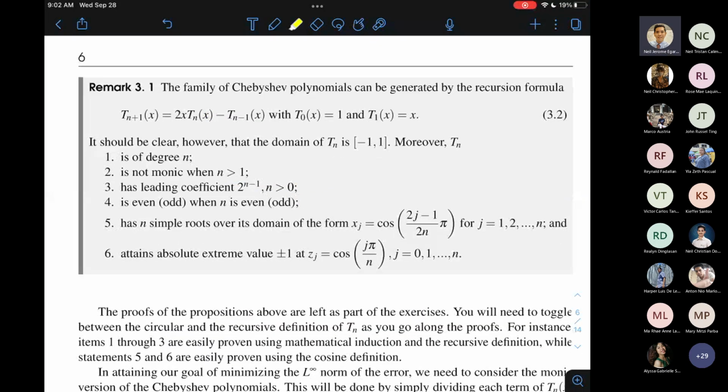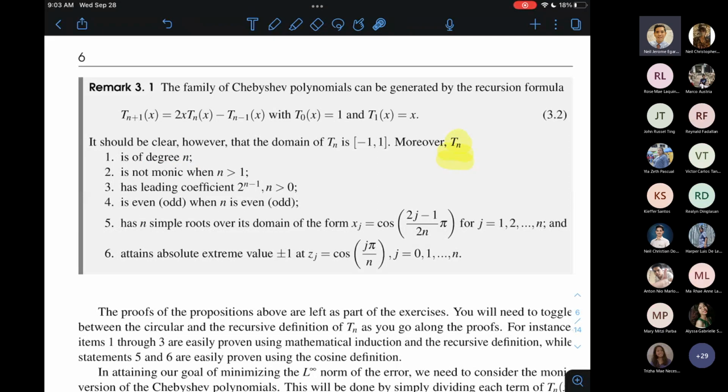yung mga properties or ilan sa mga properties ng Chebyshev polynomials ay nasa remark 3.1. Okay? Una, si T sub n ay degree n. Right? So pwede niyo siyang ma-prove by PMI, right? Si T0 ay degree 0. Si T1 ay degree 1. Okay? Tapos pwede ka na mag-PMI doon. Si T2, anong degree ni T2? Si T2 ay 2x times degree 1. So this would be a degree 2 term minus a degree 1. So si T2 ay talagang degree 2.